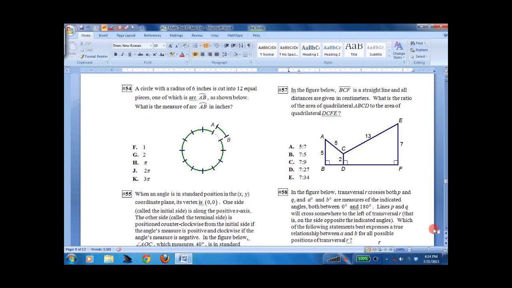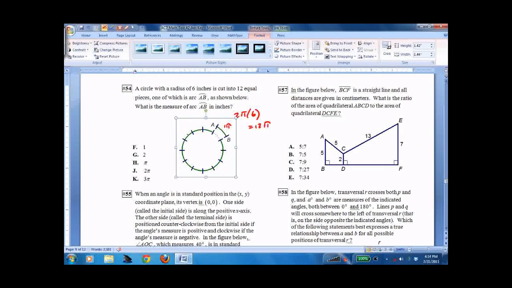A circle with a radius of 6 inches is cut into 12 equal pieces. Well, radius of 6 inches means the circumference is 2 pi times 6, which is 12 pi. It's cut into 12 equal pieces, so each piece is 1 pi. 1, 2, 3, 4, 5, 6, 7, 8, 9, 10, 11, 12 pi. Okay. What is the measure of the arc in inches? Well, I just did it. It's 1 pi. Don't get fooled into picking that one.